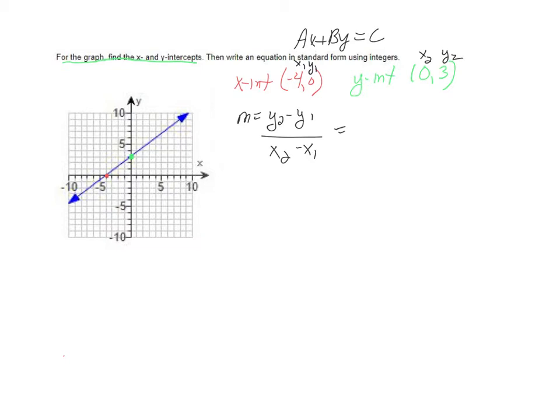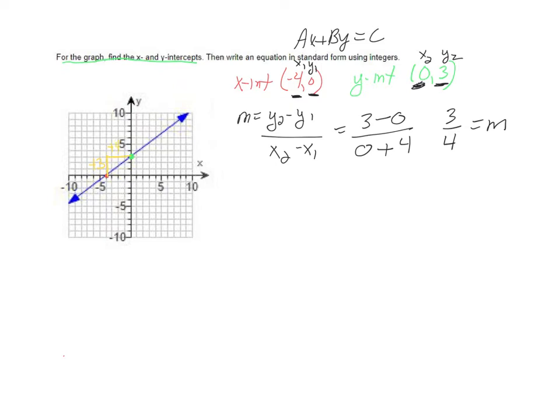And so when I substitute in there, I would have my y2, 3, minus my y1, 0. That'll give me a 3 in the numerator, over my x2, 0, minus my x1, -4. 0 minus a -4 will give me a 4, and that will be my slope. Now, I used the formula to find slope. I also could have come over here and on my line counted that this was a +3 move up, and to the right 4, a +4 move, and counted to find my slope.